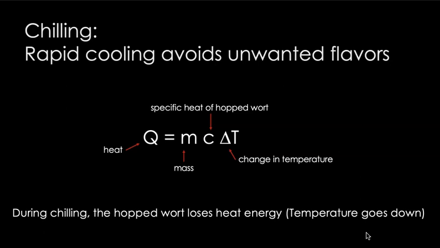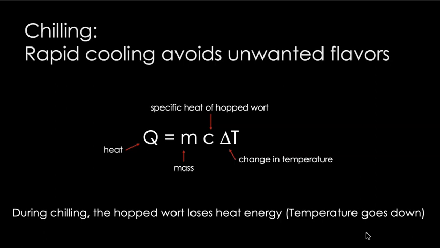move energy. Temperature is just a measure of energy in any material, in a liquid, in a solid. It's just a measure of the average kinetic energy of the molecules that make this material. So, in order to chill, we have to move energy around. We have to take heat energy out of our boiled beer, out of our hop wort, in order to decrease its temperature, in order to chill it.